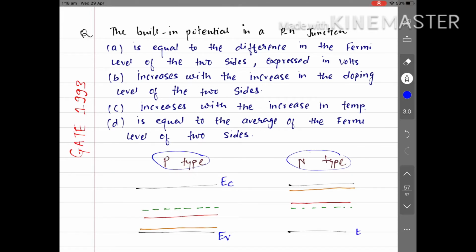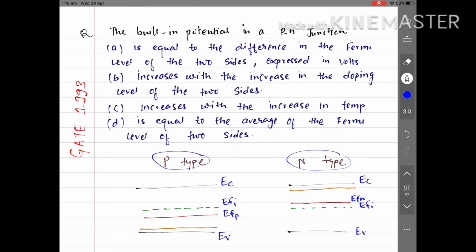Similarly for the n-type, this is the valence band and this is the conduction band. What we say is the uppermost of the valence band and the lowermost of the conduction band. This green dotted line represents the intrinsic Fermi level. Similarly for n-type, this is the intrinsic Fermi level, and the line beneath the intrinsic Fermi level is the Fermi level for p-type material, and this is the Fermi level for n-type material.